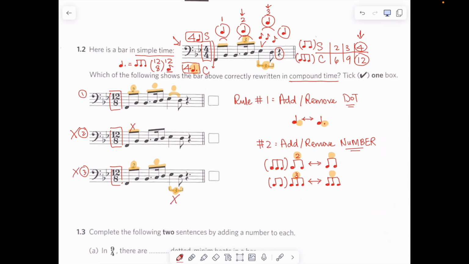But we're going to look to the end of the rhythm just to make sure, right? Now the last beat here, beat number 4 in the original rhythm, is just a crotchet rest. And so we have to apply rule number 1. You have to add a dot to the crotchet rest. So if you look at the first choice, there is a dot here. So all 4 beats are done correctly in number 1. So number 1 is the correct answer.